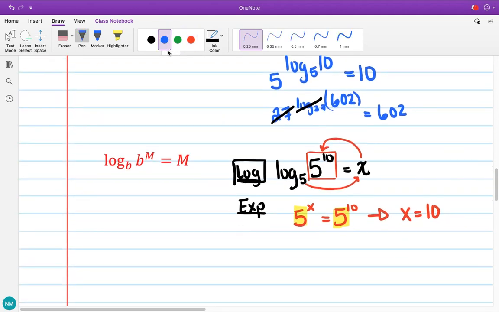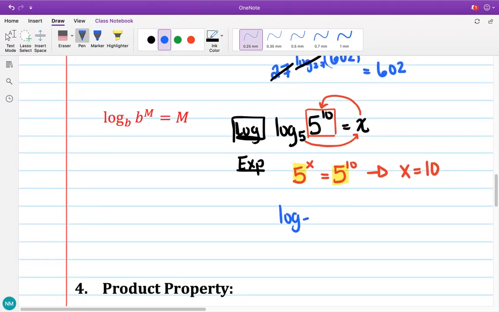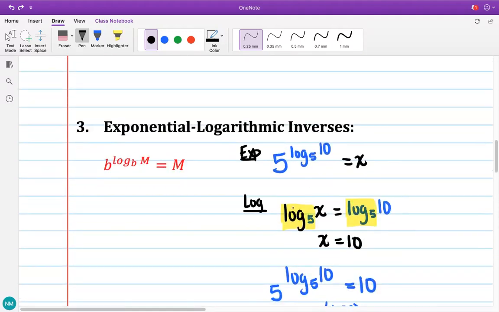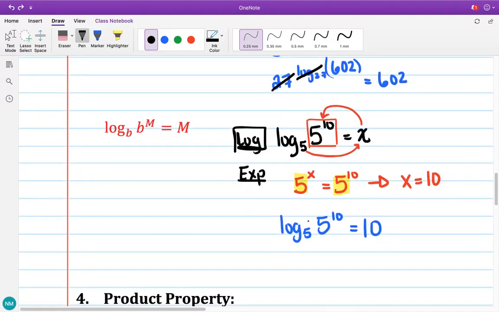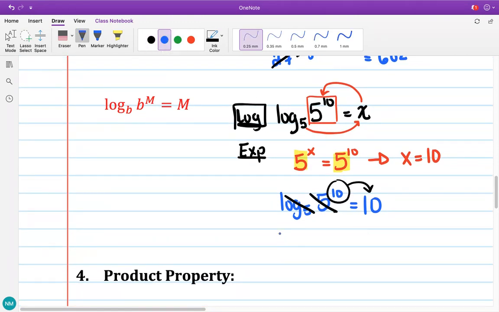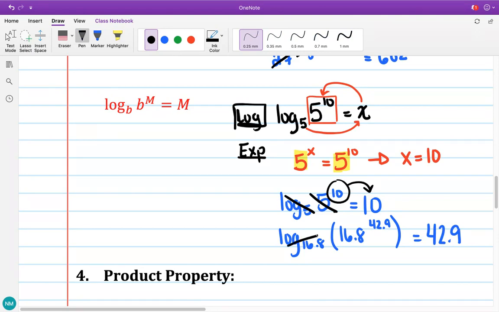So what we know here is that log base 5 of 5 to the 10th is going to be equal to 10. Again, it's like these cancel each other out. They're inverse operations. That's why it's called inverses. They kind of undo each other, so I just get 10. Another example, and I'll be dramatic: log base 16.8 of 16.8 to the 42.9 is equal to 42.9. These undo each other.